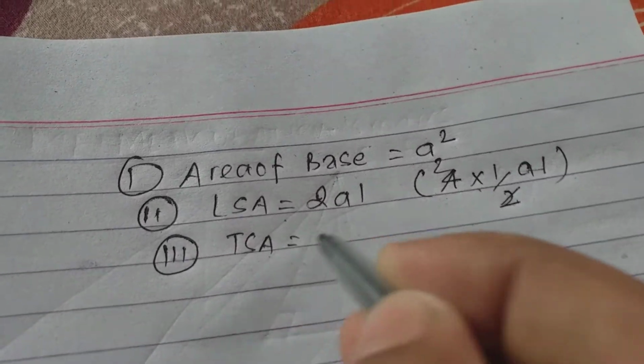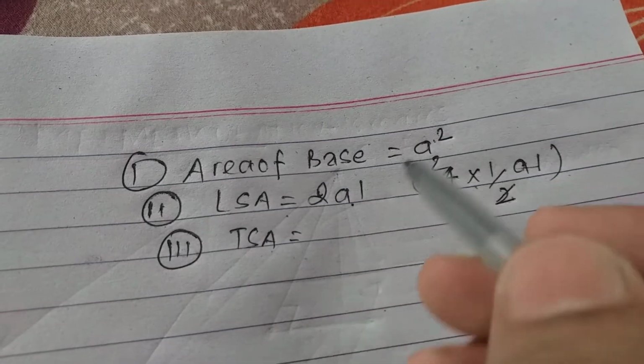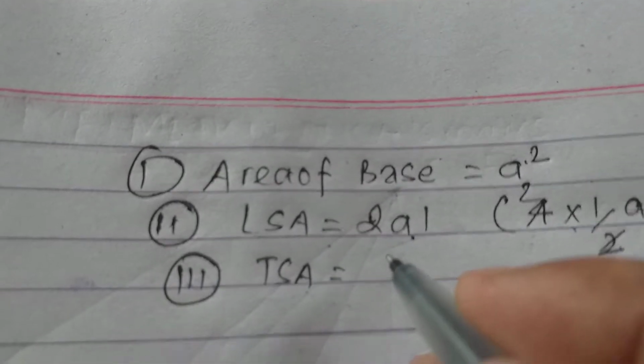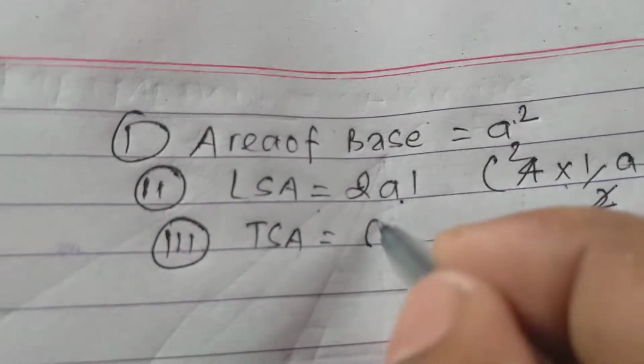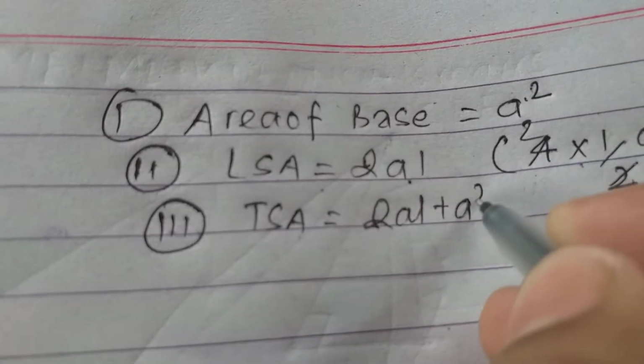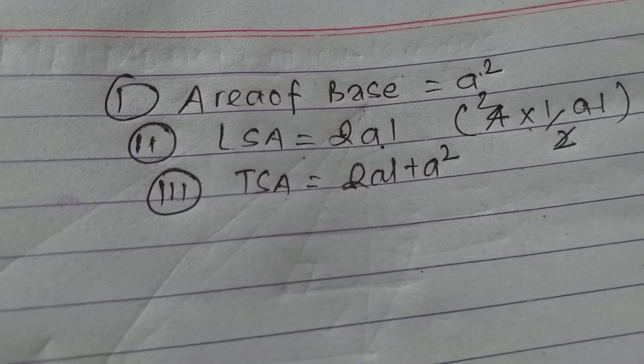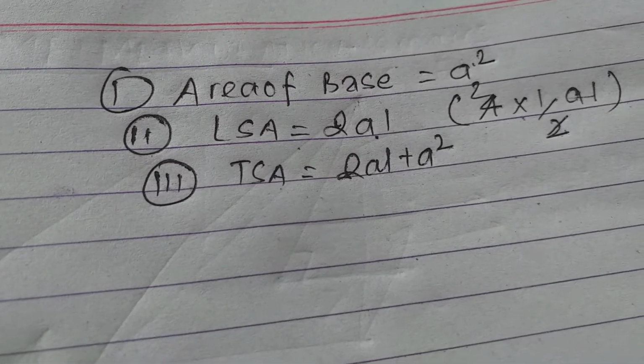Then TSA. TSA means this LSA plus base area. How many base areas are in the pyramid? There is only one base area, so only one area will be added. That is, there is 2AL plus A square. Are you getting this one? Are you getting it? Yes, very good.